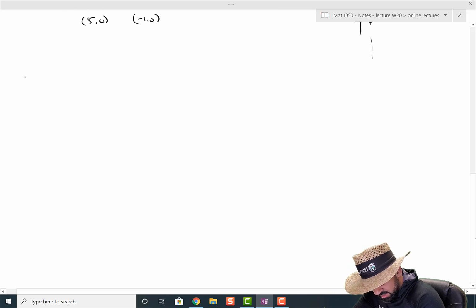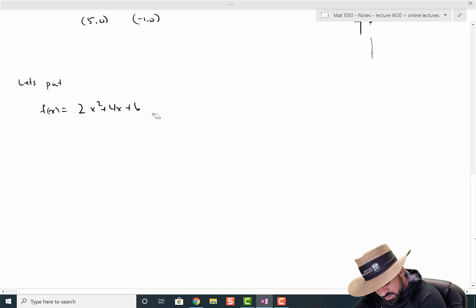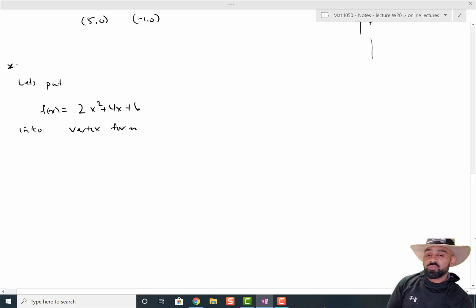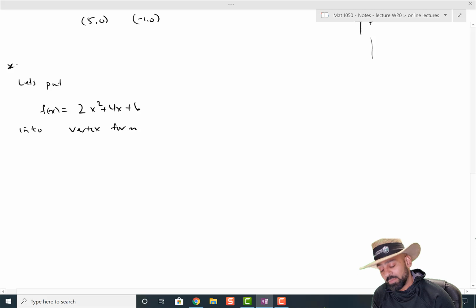So let's say the function was f of x equals 2x squared plus 4x plus 6 into vertex form. Okay, so we want to go from that into vertex form. All right, so this is the goal. If I can do this, I can do this with everything. All right, so remember that coefficient being 1, it is not 1 anymore, it is 2, and that complicates things.